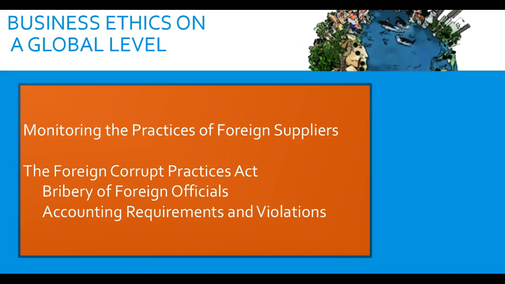Internationally, a treaty signed by the members of the Organization for Economic Cooperation and Development also makes the bribery of foreign officials a crime. Business firms could be fined up to $2 million. Individuals can be fined up to $100,000, and the firm isn't allowed to pay that fine. And imprisonment can be up to 5 years.